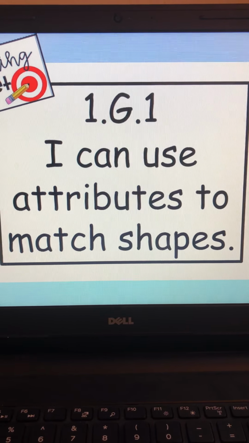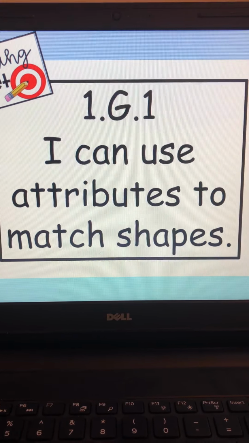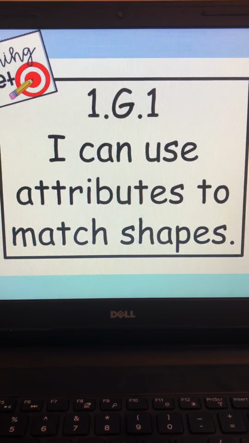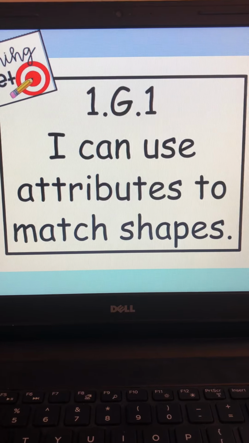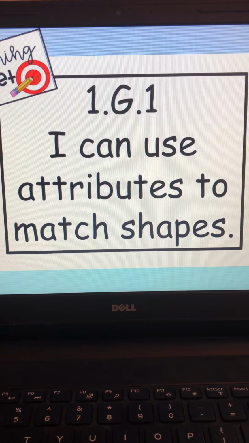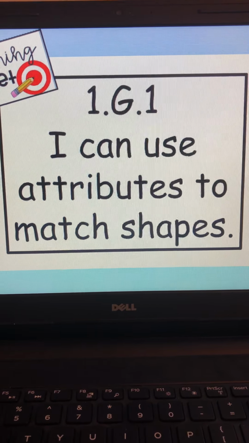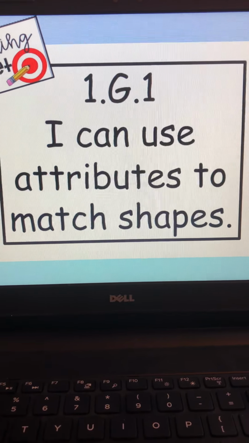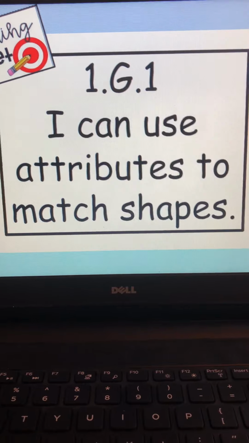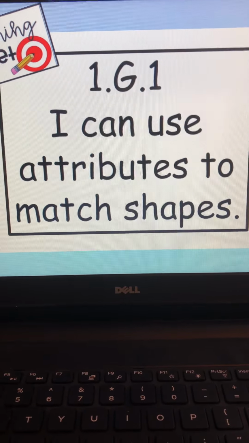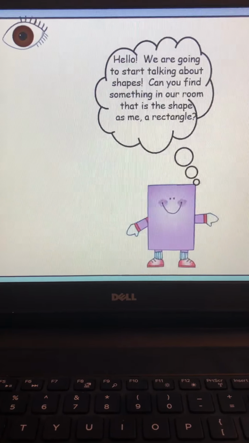Hey everyone, we recently finished our unit on money and time. Now we're going to start into a new unit, and that's going to be about shapes. Our goal for today is: I can use attributes to match shapes. Sounds tricky because attributes is a big word, but I think you'll find in a minute it's not too hard.